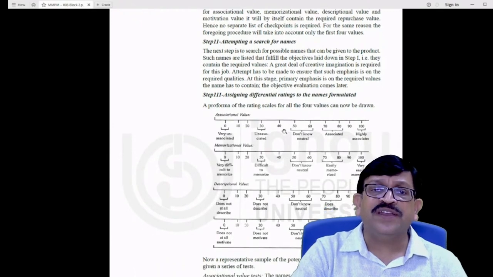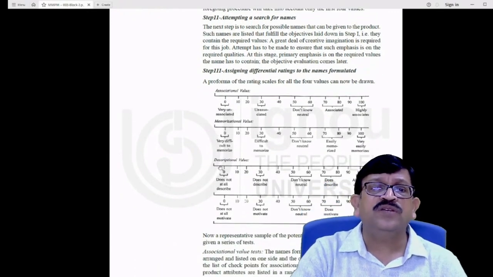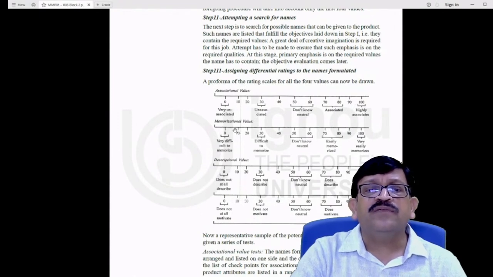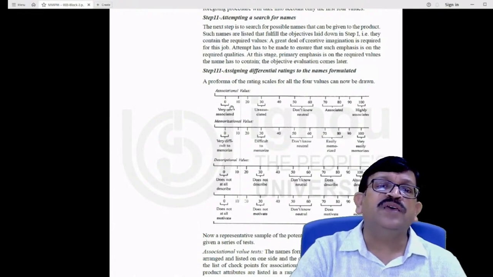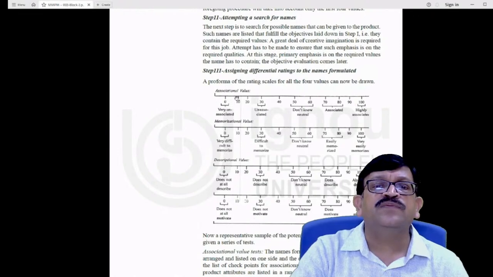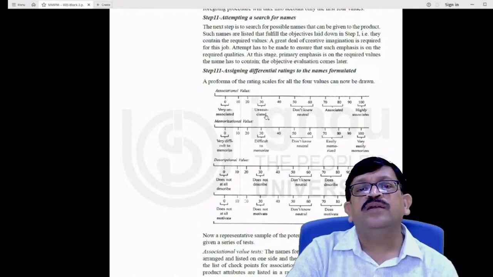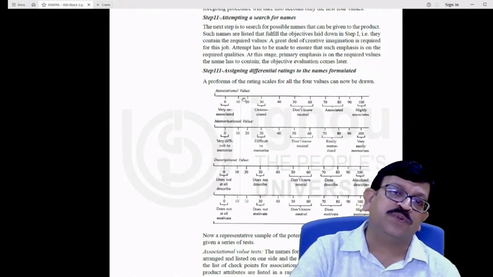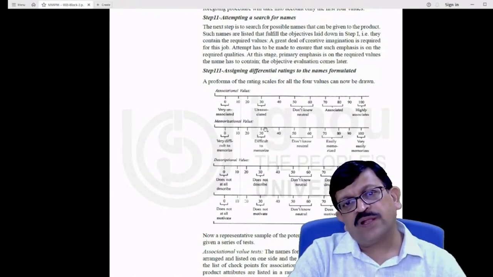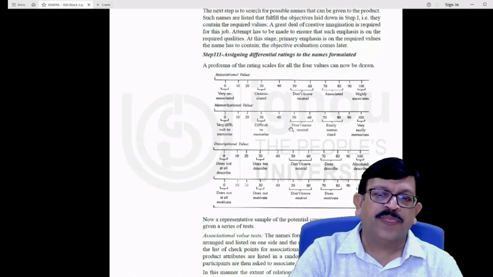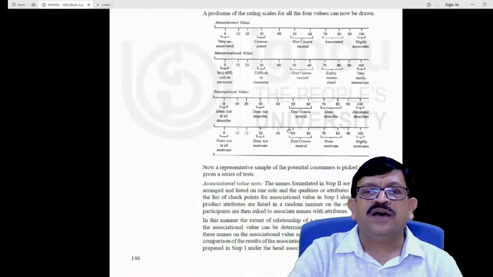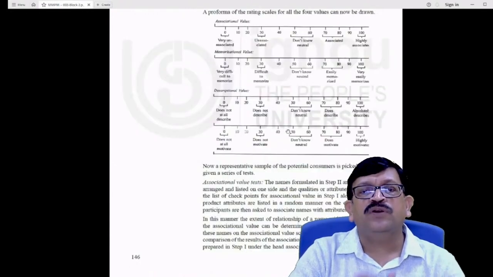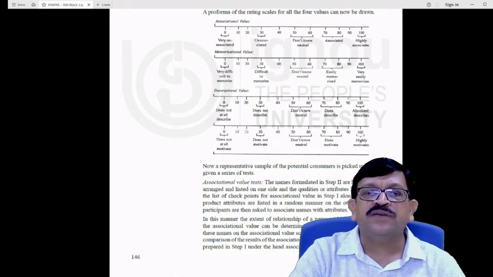assign certain differential ratings. As you can see here, across these four values that we are talking about, we have associated differential ratings. That means somebody giving a rating of 0 in the case of associated value comes lower, then comes unassociated or don't know, neutral, associated, and highly associated. Depending on the percentage of responses that we get from the customers, we can club them under the various ratings. Once these ratings are there, similarly, we do it for all the value tests.